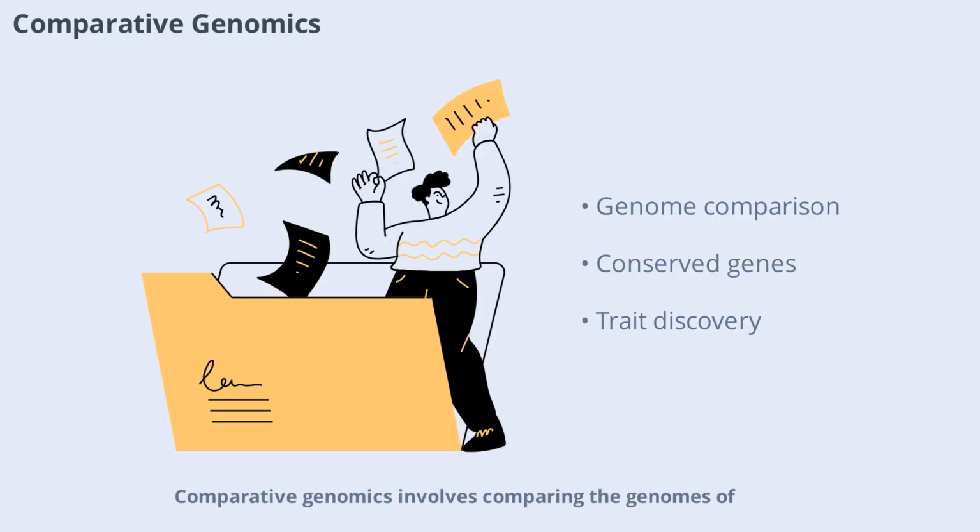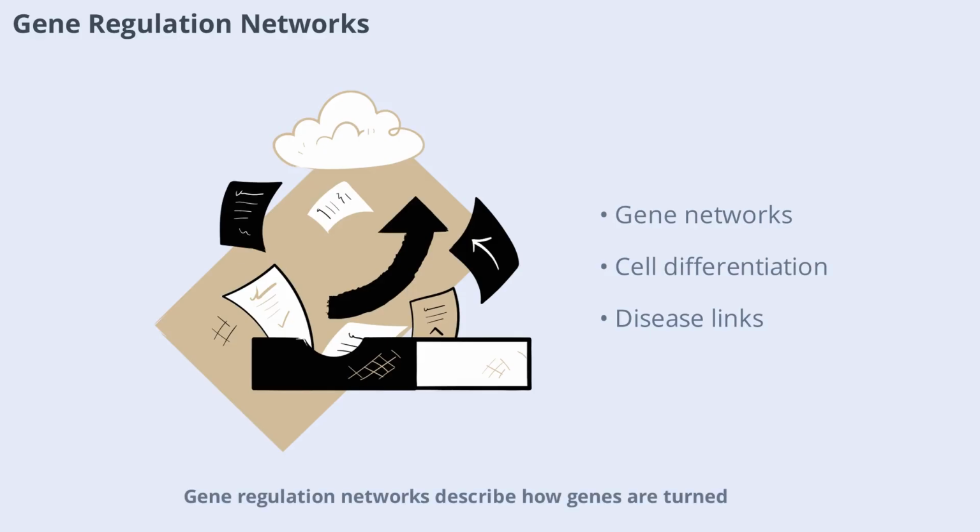Comparative genomics involves comparing the genomes of different species to identify similarities and differences. By interpreting these comparisons, scientists can discover conserved genes, understand evolutionary processes, and identify genes associated with specific traits or diseases.